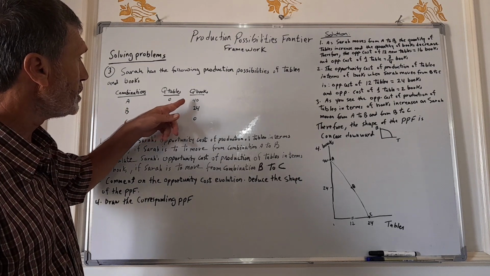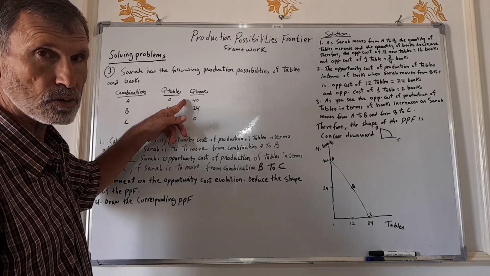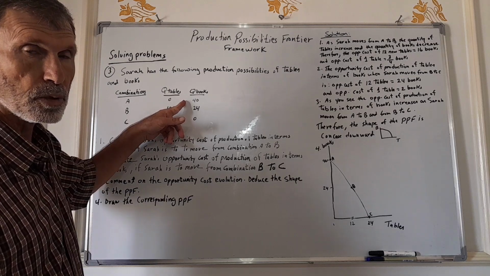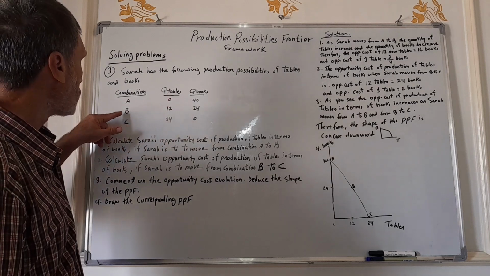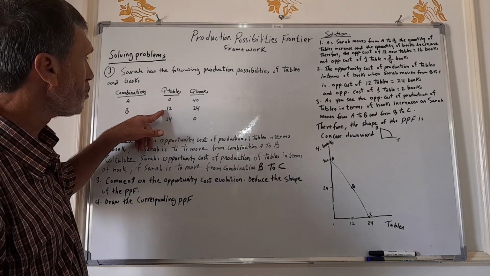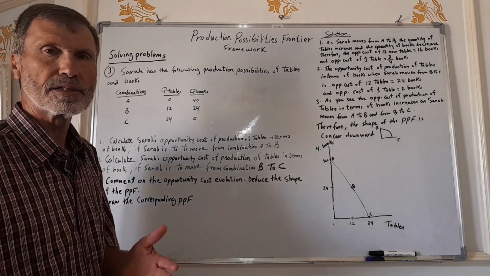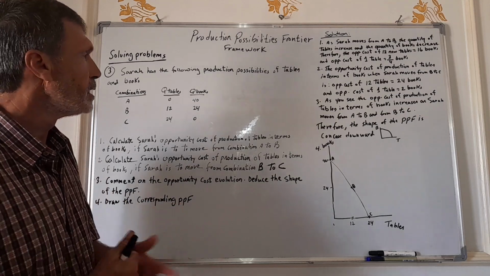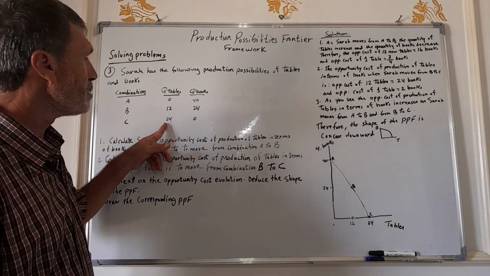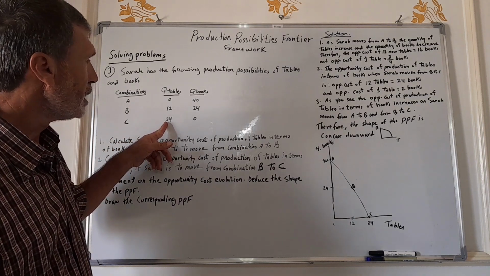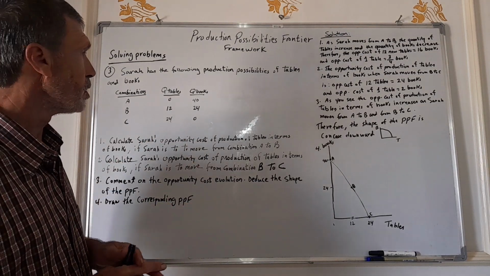produces: 0 tables and 40 books. This means that she has devoted all her resources to the production of books, and no resources are devoted to the production of tables. At combination B, she is producing 12 tables and 24 books. This means that she has divided her resources between books and tables. At combination C, she is producing the maximum amount of tables and 0 books, which means that she has devoted all her resources to the production of tables.